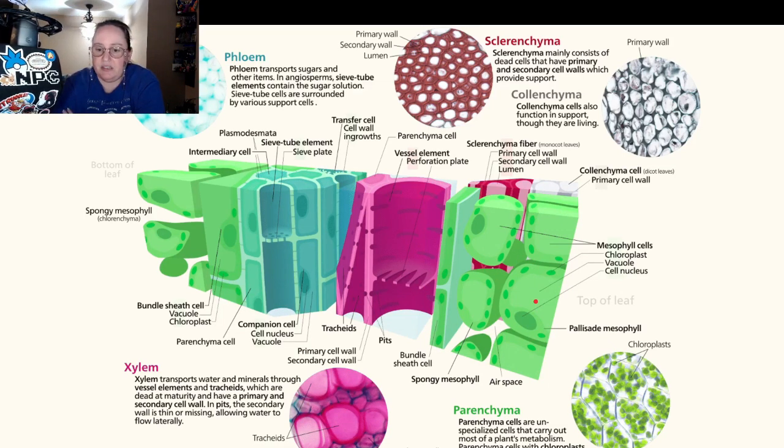Now, the parenchyma basically are living cells. They function as support, but the sclerenchyma is usually dead cells. And the only thing that's left behind on these guys are the cell walls. And again, they provide support.